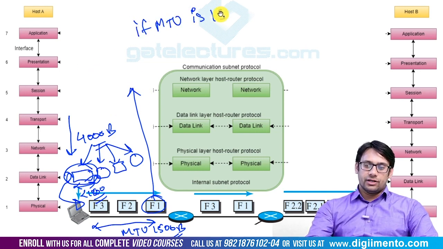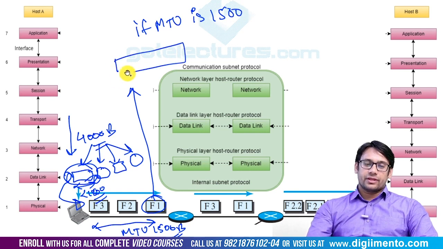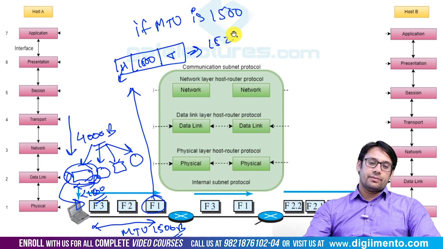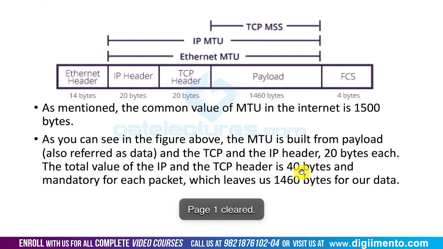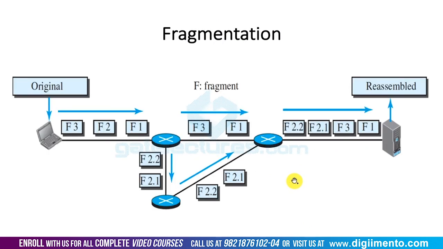So if the MTU is 1500, in every frame we have a payload of 1500 bytes maximum, plus a data link layer header and trailer, which may make 1520 bytes or so. Now let us see the different values and how this fragmentation is done through this network. I think the video will become long, so I'll make a second part of this video where I'll explain every process of fragmentation one by one.